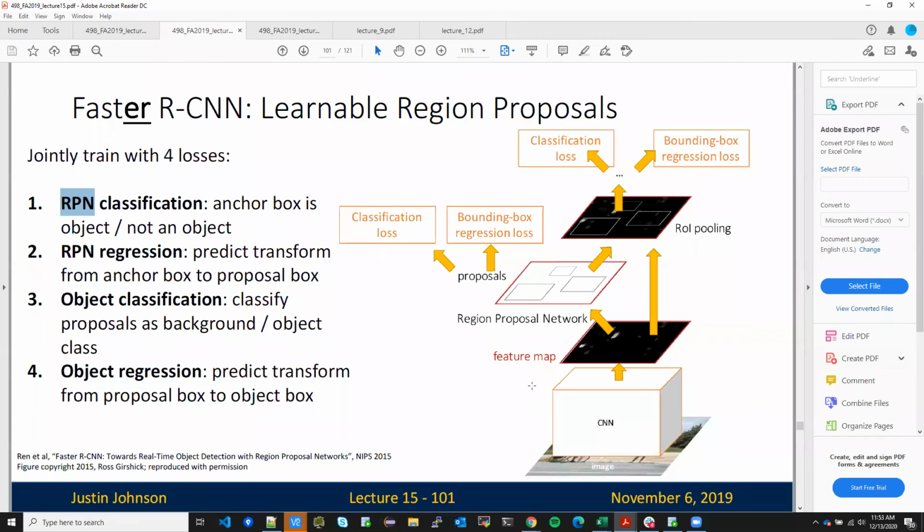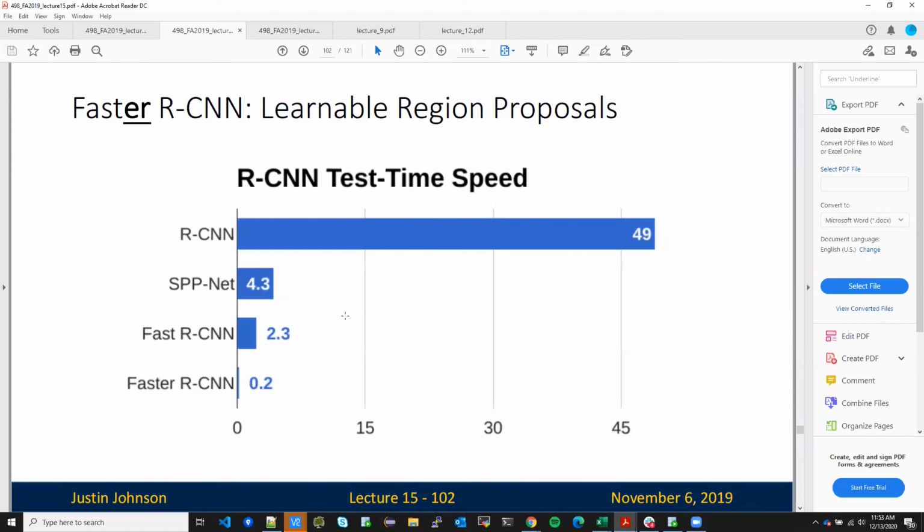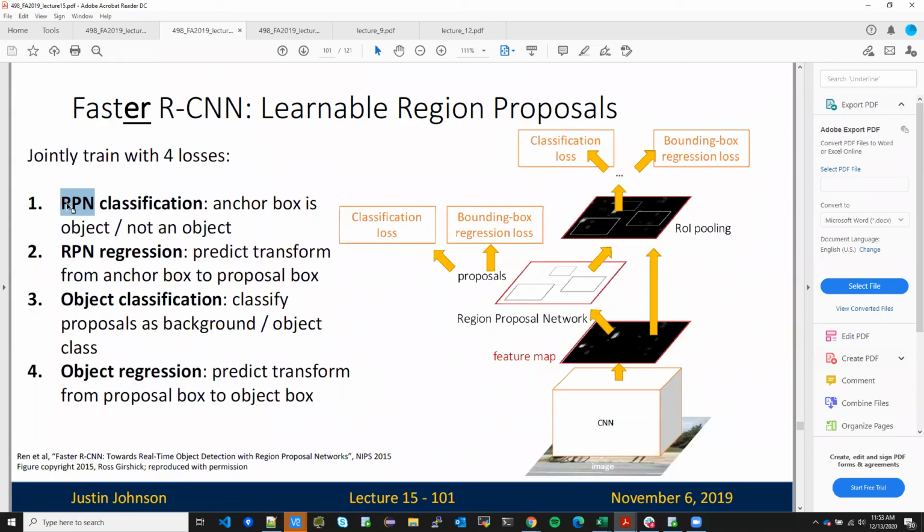And when they introduced this RPN idea in 2015, your test time performance went from 49 seconds to 0.2 seconds. Within a year, 2014 to 2015, we made these big improvements. And this RPN idea sticks around for some newer methods like Mask R-CNN.